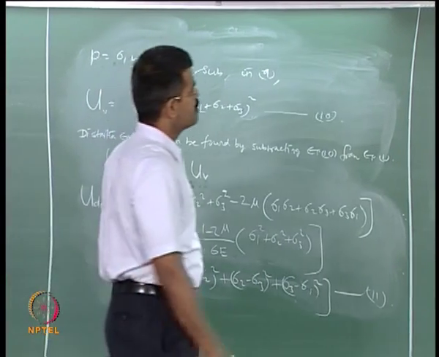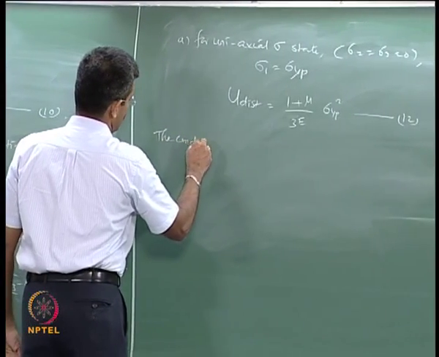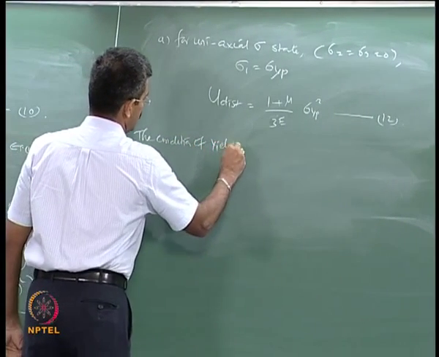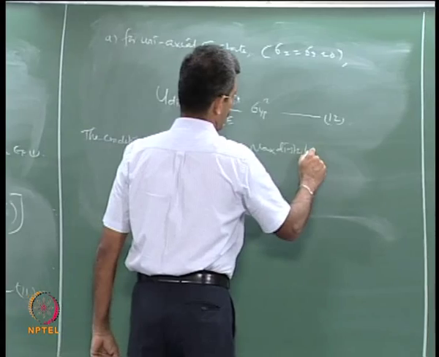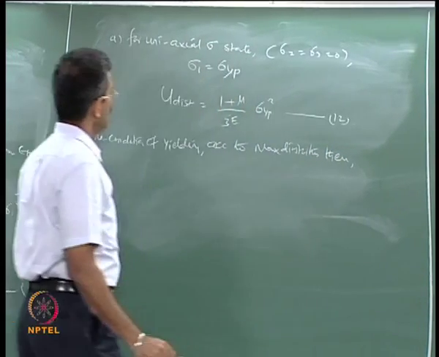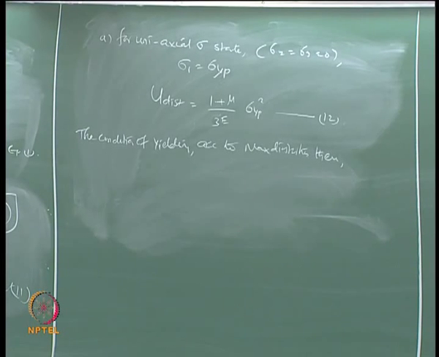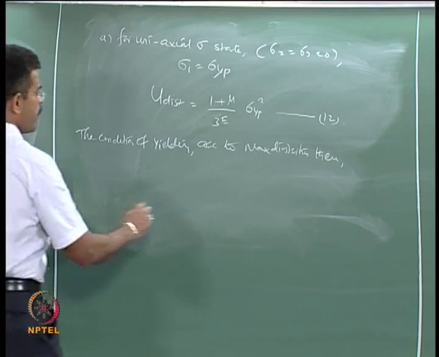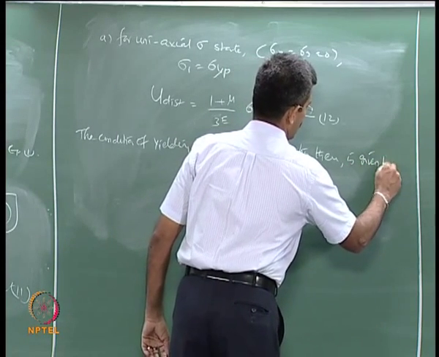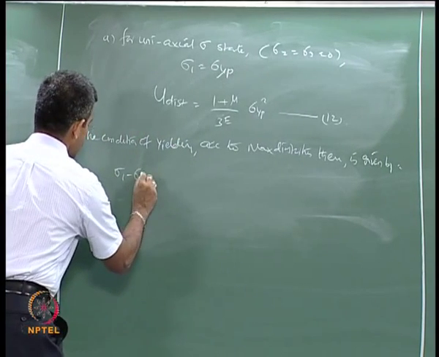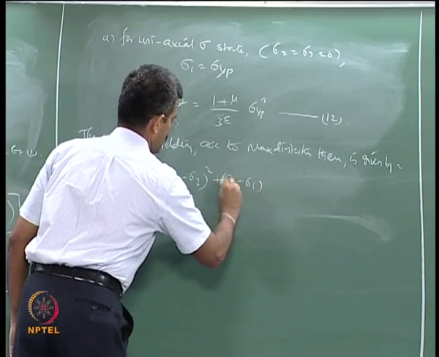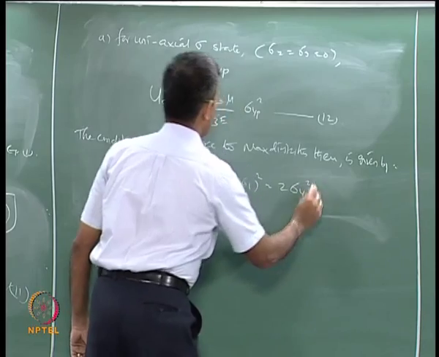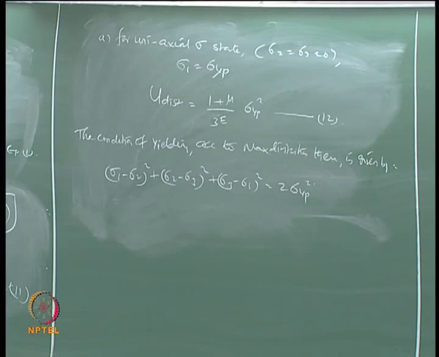So, the condition of yielding according to maximum distortion theory is given by sigma 1 minus sigma 2 the whole square to sigma yp square.